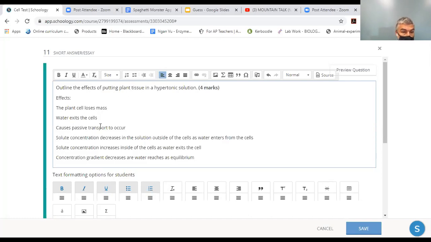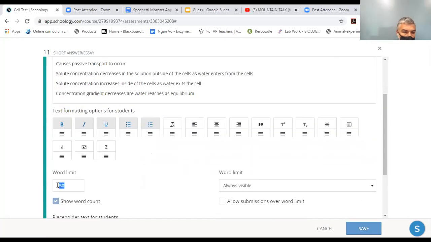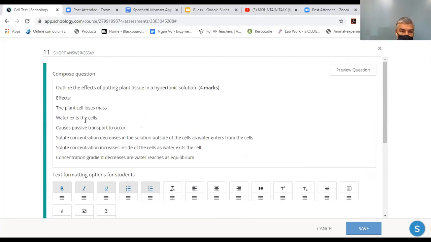It causes passive transport to occur. You could have said more, and you had a 150 word limit. That's something else to pay attention to. You could write up to 150 words, meaning that you had some other things to potentially think about. I love this: solute concentration decreases in the solution around you, because if water's exiting the cell, the solute concentration around the cell is going to decrease because water is coming out of the cell.